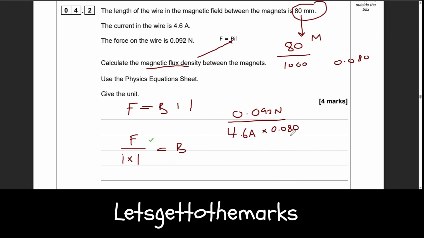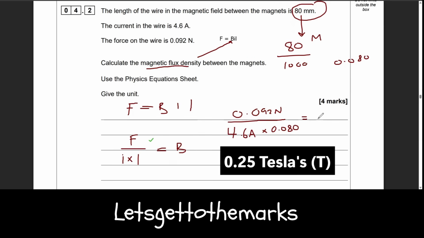It's 0.080. So now we're going to put this in the calculator and we're going to get our answer and we're going to go, beautiful, smash up the marks. And you probably won't remember the units for magnetic flux density, but let's give it a go. 0.092 divided by 4.6 times 0.080 equals 0.